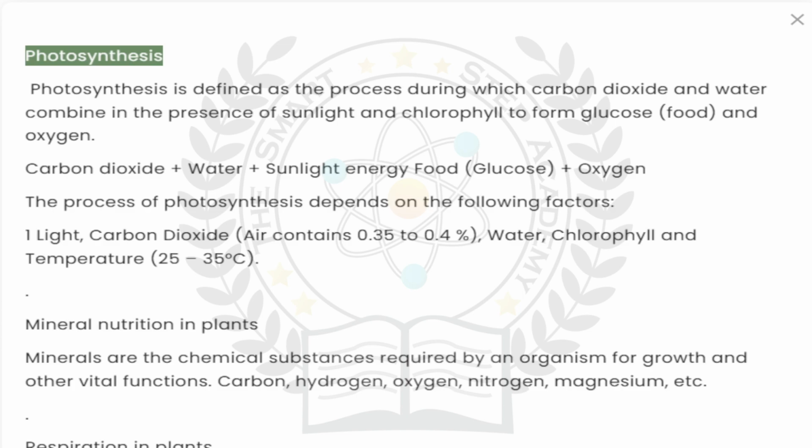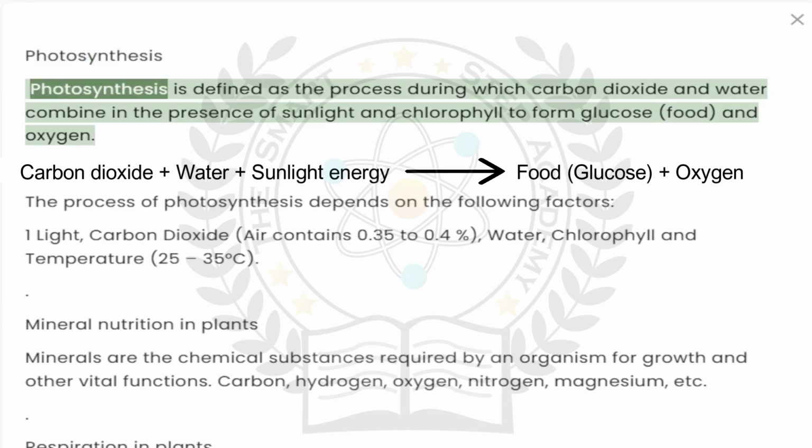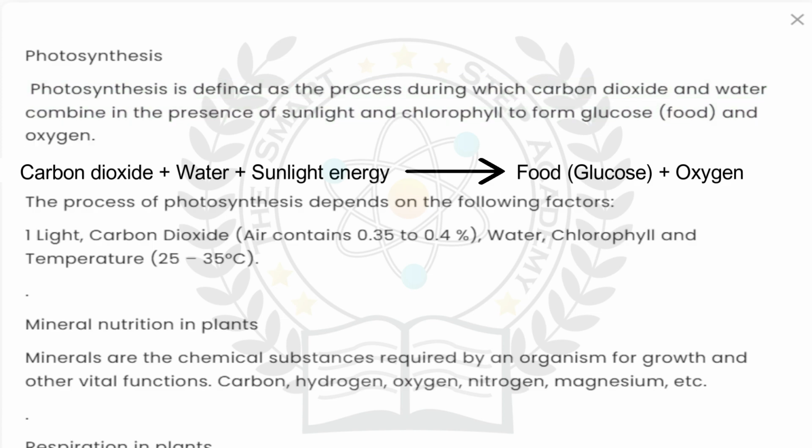Photosynthesis. Photosynthesis is defined as the process during which carbon dioxide and water combine in the presence of sunlight and chlorophyll to form glucose and oxygen. Carbon dioxide plus water plus sunlight energy gives food plus oxygen. The process of photosynthesis depends on the following factors: light, carbon dioxide, water, chlorophyll and temperature.